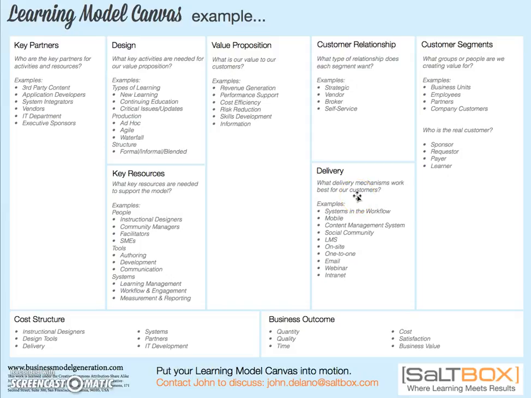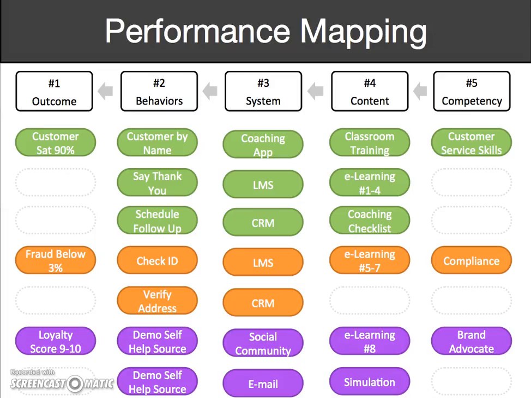Well, what systems in the workflow might we be delivering this content? Is it mobile? Is it content management systems, LMS, social communities, webinars, email? What is it? And where are we delivering it? It is then that you'll look at the third, business outcome, where you can find the data that shows these specific behaviors that we're looking for are actually being demonstrated and producing business outcomes. We do this through what's called performance mapping.